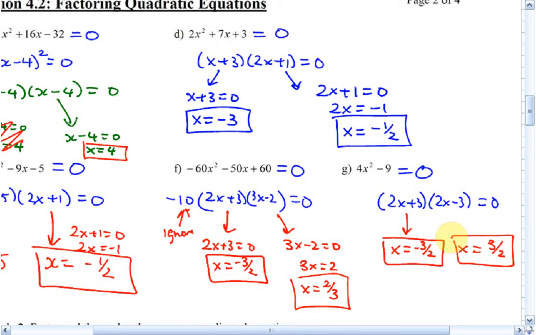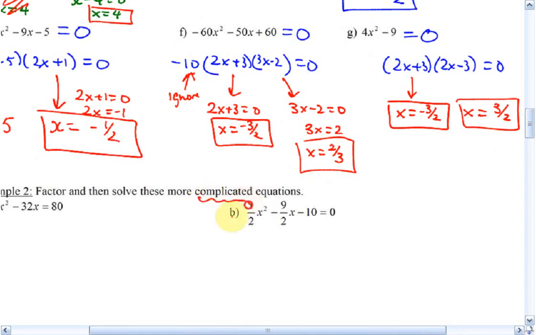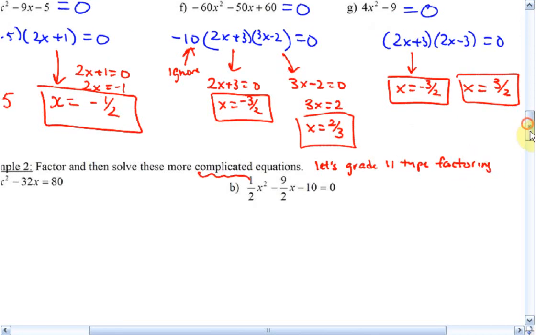Are we okay so far? Do I need to go over anything else? No? Okay. Let's see if we can finish off example number 2, and then I'll stop for today, okay? All right. Example number 2. These are more complicated ones, okay? Now let's do some like grade 11 stuff. Grade 11 type factoring. Okay, they'll get trickier and trickier and trickier. So please listen up.